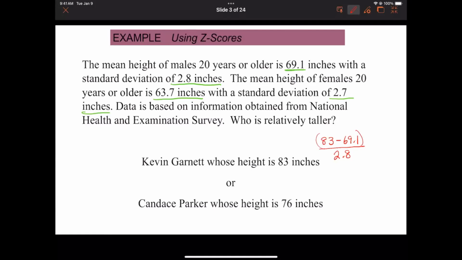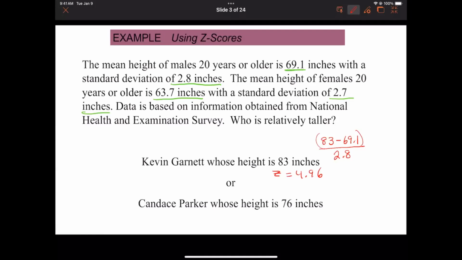So Kevin Garnett's z-score is 4.96. Wow, that's crazy. His height is 4.96 standard deviations above the mean. Remember, any data value that is more than 2 standard deviations away from the mean is an outlier. So his is way out there. He is way off past the 99.7, in the 0.15 at the top.